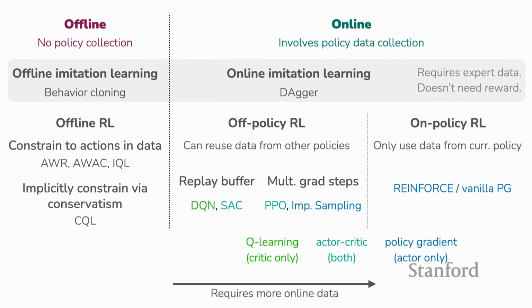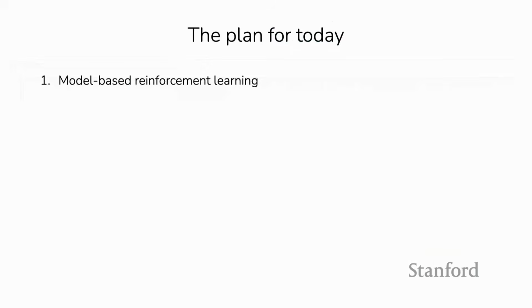Cool, so that's an overview, including a lot of these different terms that we see in reinforcement learning, like offline, online, off policy, on policy, and so forth, and imitation learning versus reinforcement learning. Today we're going to talk about model-based reinforcement learning, which can actually be applied to all of the different classes of reinforcement learning methods on the previous slide.